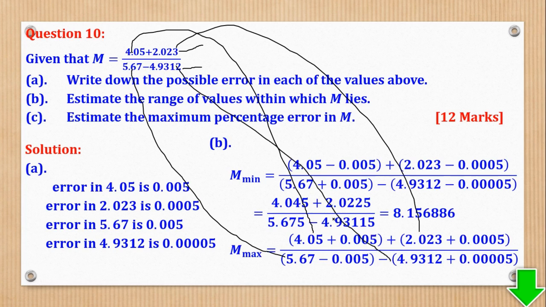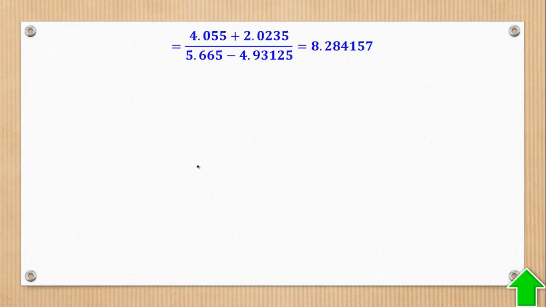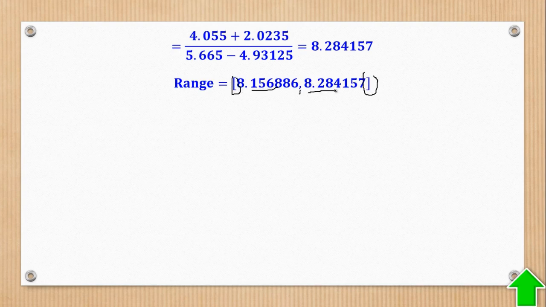So you already covered errors on this platform. If you're having challenges, it's advisable to first go through the video for errors. The next is to simplify and get the minimum value. After that, you can state the range. What you should note here is that I'm using a box bracket, and I'm starting with the minimum value, followed by a comma, then the maximum value. So that is how they state the range in errors.